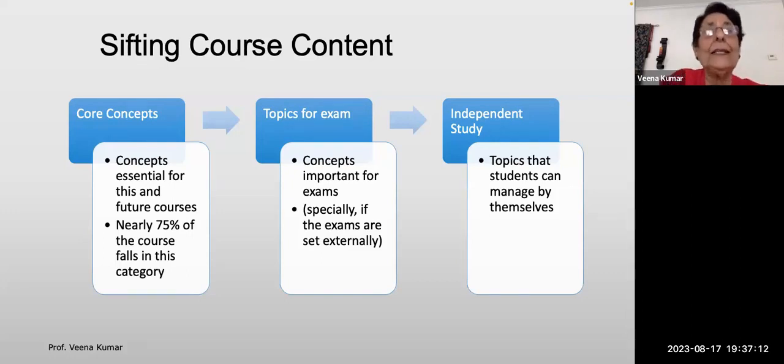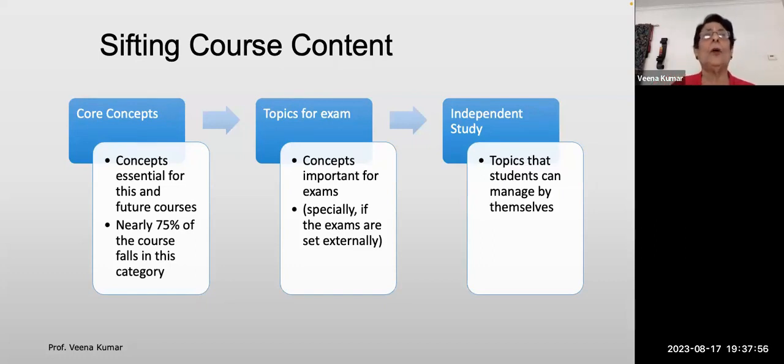So here, right in the beginning of the semester, you have to find out what the course looks like. Your core concepts are the soul of the course, that they have to learn. These concepts will now become the prerequisite of the next course. So you really have to make sure that you spend a lot of time and make sure that as many students in your class master it, right? So nearly 75% of your course falls into this category. Agreed? And your final exam or the exams evaluation is based on this 75% marks most of the time.